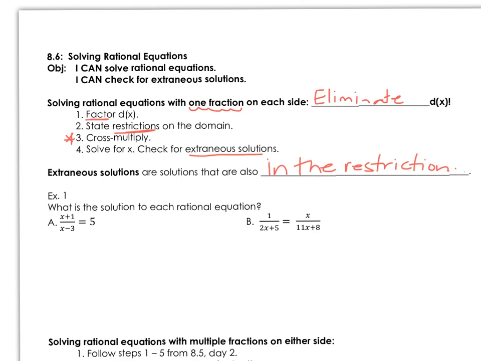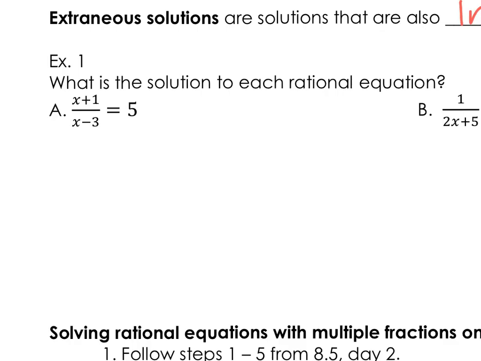All right, let's try a couple of them out. The two examples we'll try, what is the solution to each rational equation? In example A, we have x plus 1 over x minus 3 equals 5. To start things off, I want to have a fraction on each side. I'm just going to simply place 5 over 1. I'm also going to recognize the importance of placing parentheses around anything that has that addition or subtraction.